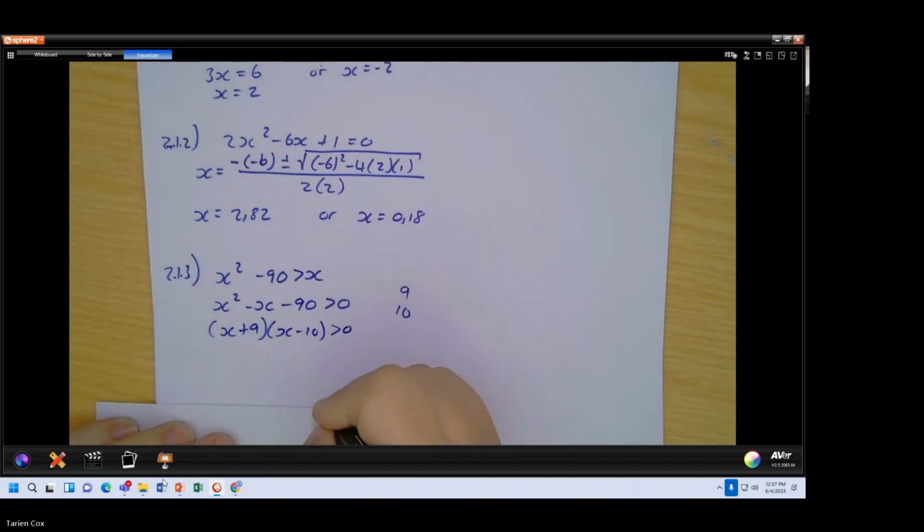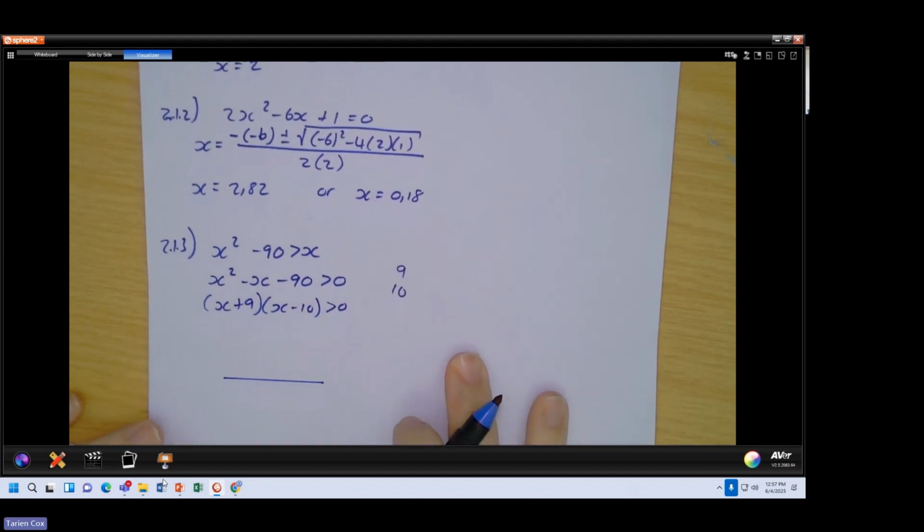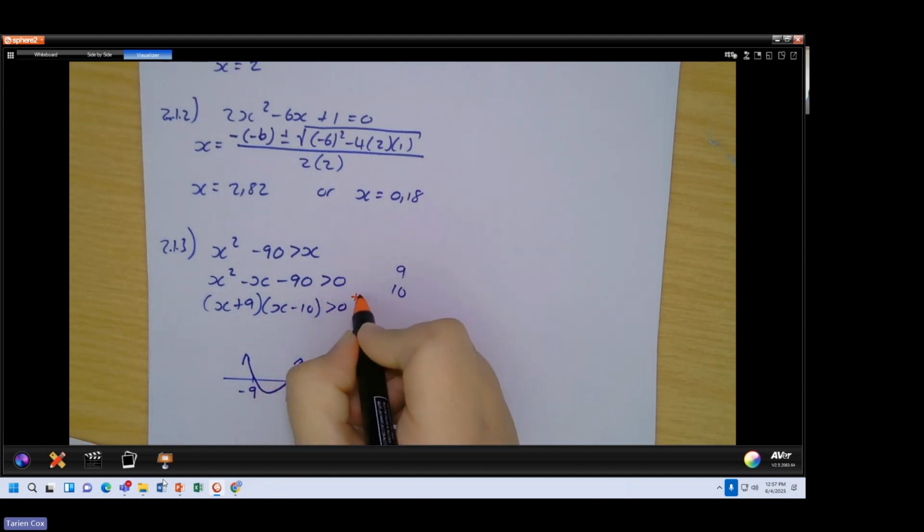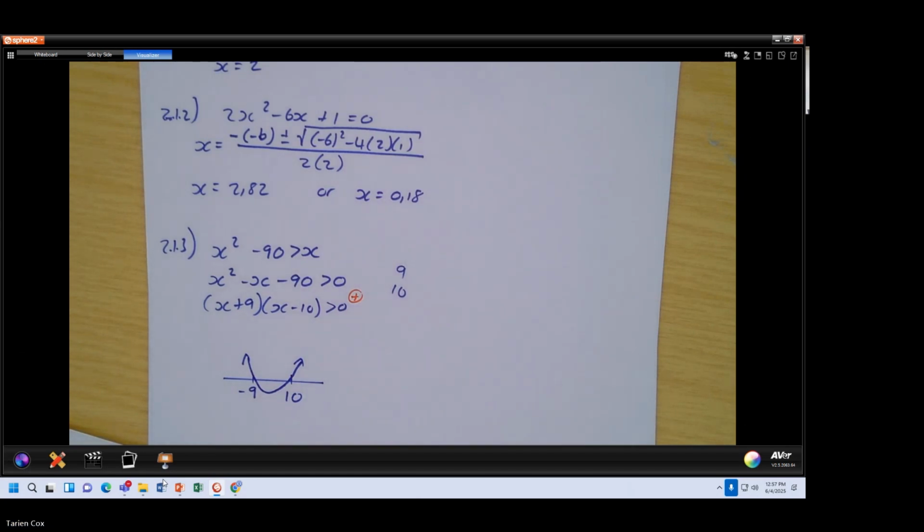After that, go to my number line. Put in our critical values. Our critical values will be -9 and +10. Draw my parabola. And then next what I will do is I'll ask myself, what is this question asking me? I want greater than, which means I'm looking for positive. Because I'm looking for positive, then it means I need to find where my y values are positive. It will be here and here.